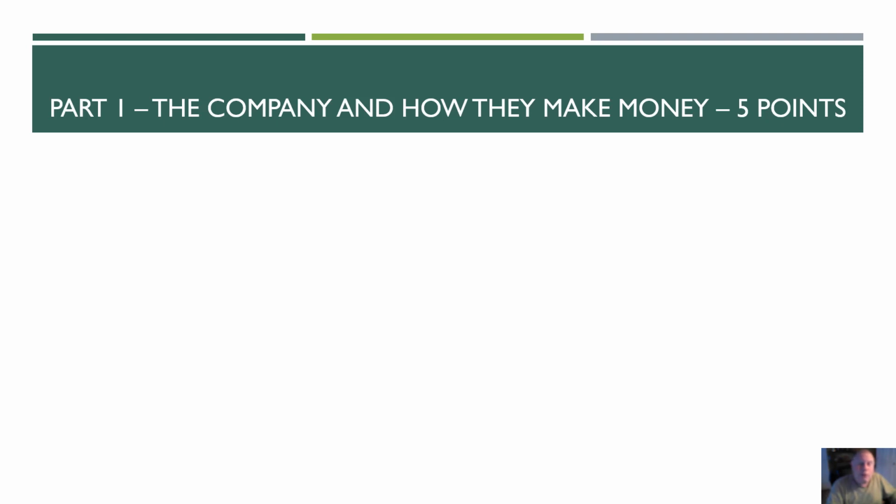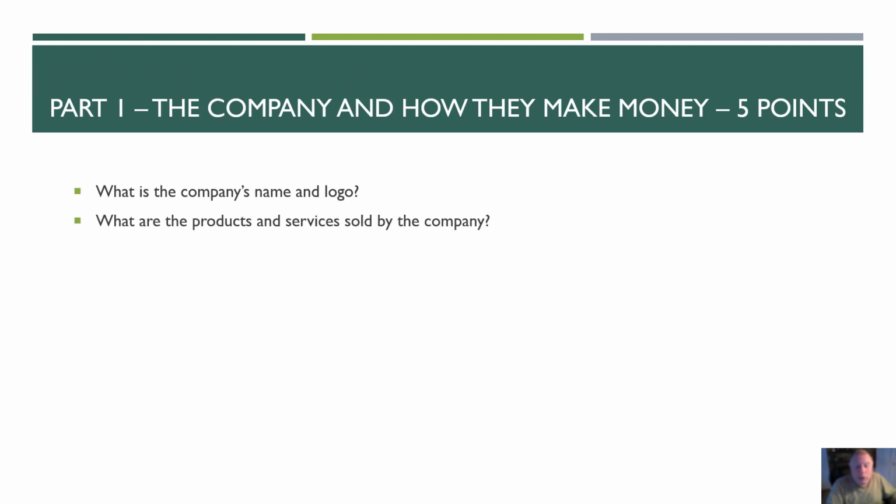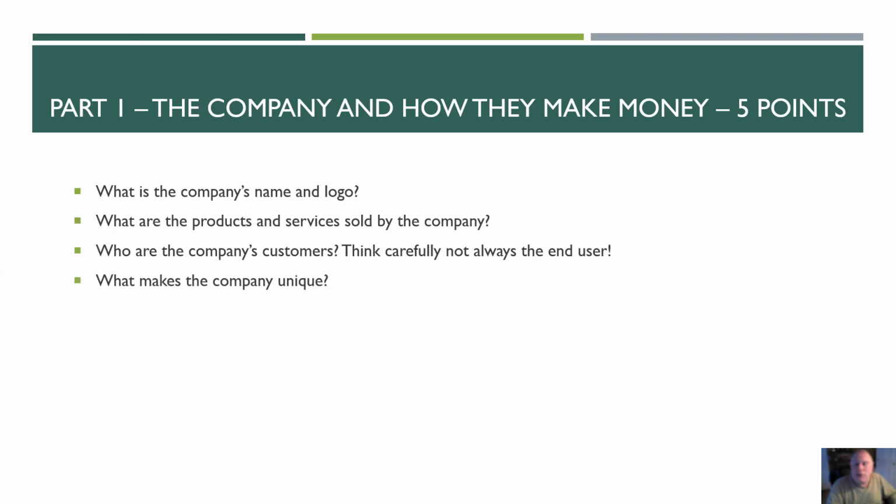Okay, part 1. The company and how do they make money? 5 points. What's the company's name and logo? What are the products and services sold by the company? Who are the company's customers? Think carefully. May not always be the end user. What makes the company unique? What makes them different than the other people in the industry? Avoid generalities here. What are the revenue drivers?